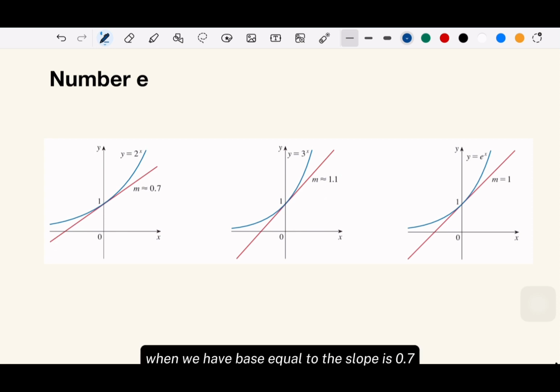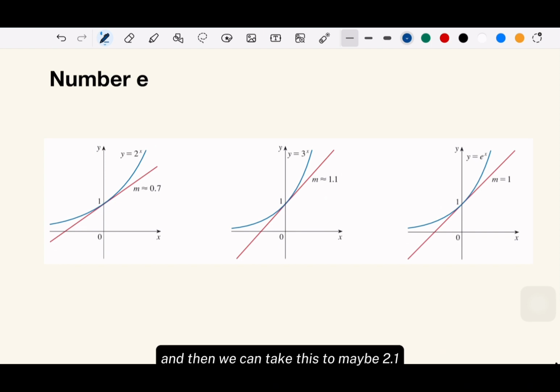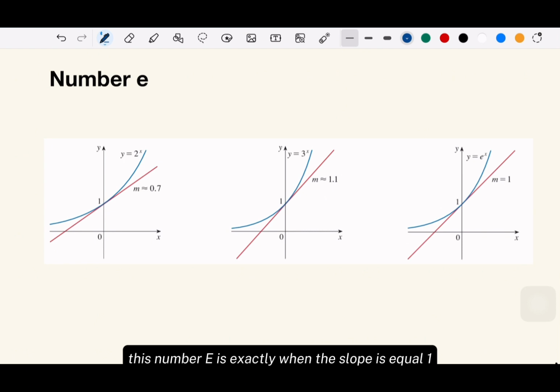When we have base equal to, the slope is 0.7. At this point, okay, at this point 0. That is what we are going to observe. Okay, and then we can make these maybe 2.1, 2.2, 2.3, and then we can make a table, x and f of x. You could see that between 2 and 3, the slope getting 1.1. This number e is exactly when the slope is equal to 1. That's one way you get e, one way.